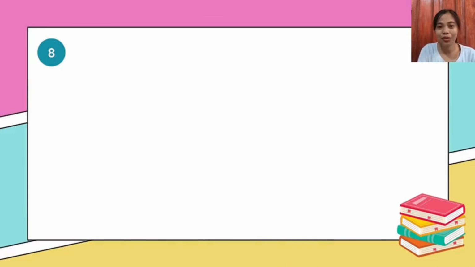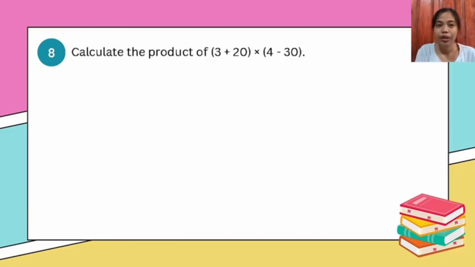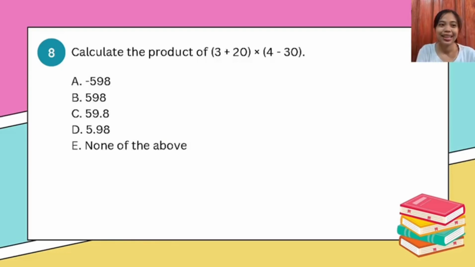Basically, the 1 to 10 questions are very easy. It becomes much more difficult as we go on with the video. Let's have number 8. Calculate the product of 3 plus 20 times the quantity of 4 minus 30. So here are the choices. A, negative 598, B, 598, C, 59.8, and D, 5.98. E, or none of the above. Basically, you can just pause the video if you want to solve first to qualify, or you could also go through with the answer just for review. The answer is A, negative 598.